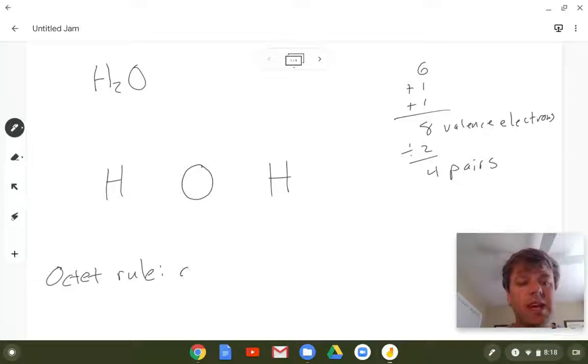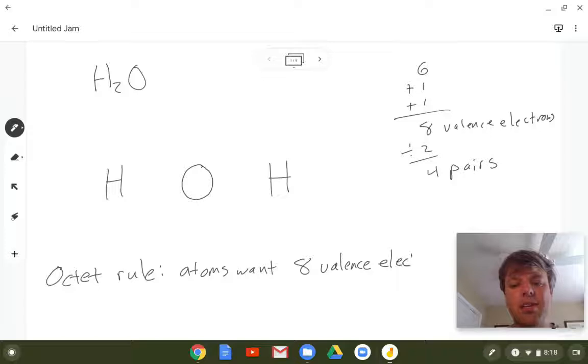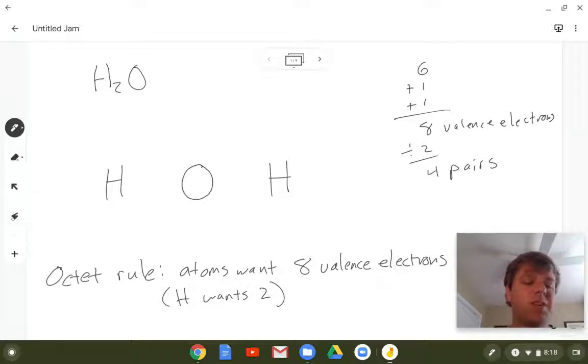which says that atoms want 8 valence electrons, except hydrogen wants 2. So hydrogen follows what's called the duet rule. Everything else follows what's called the octet rule. This is our general guideline. So each of our 2 hydrogens wants 2 valence electrons, and oxygen wants 8.